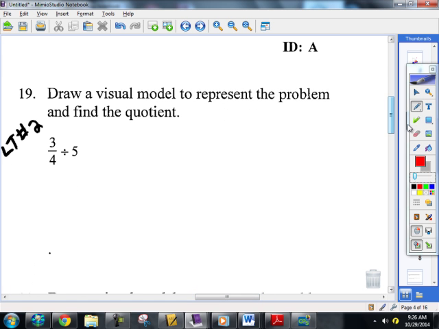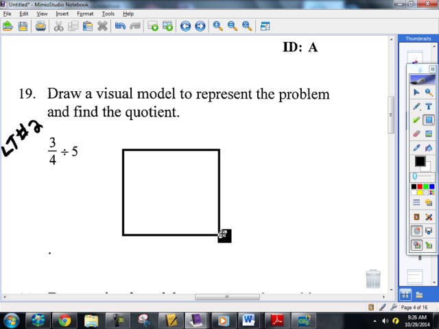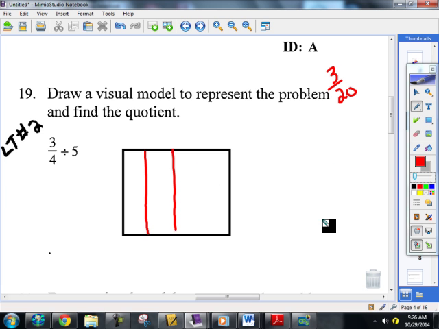Okay, 3/4 divided by 5. Start with modeling the dividend, right? The 3/4. Oh, it is 3/20. Sorry. Okay, so you know whether to write it down if you missed it.